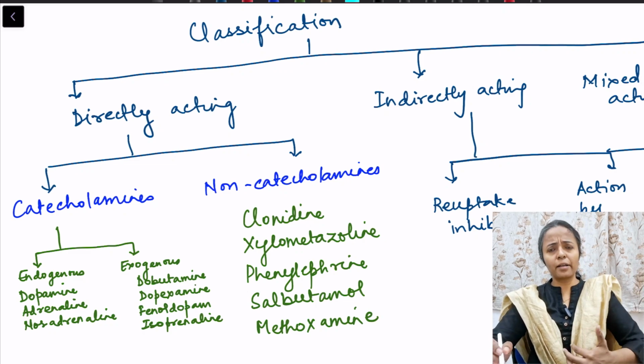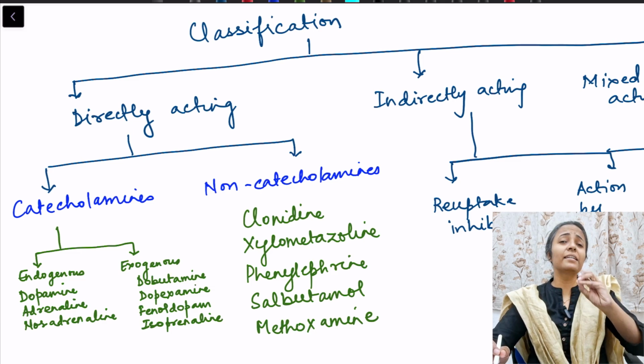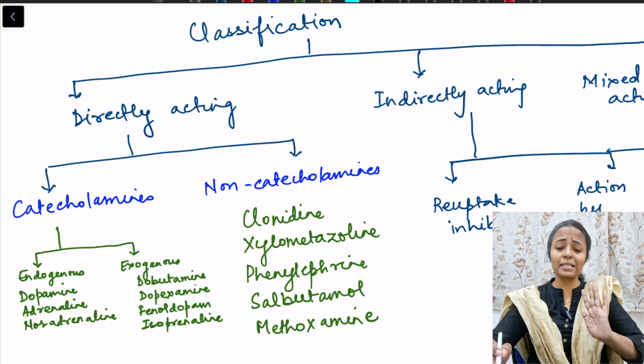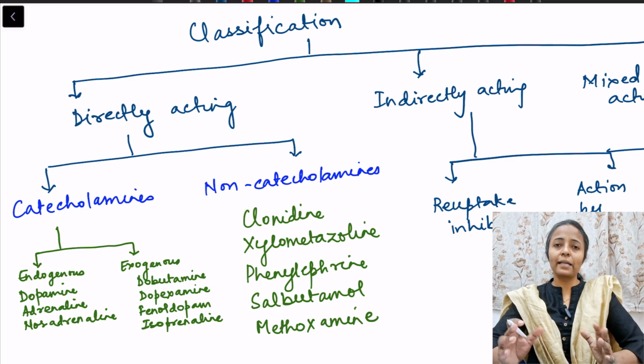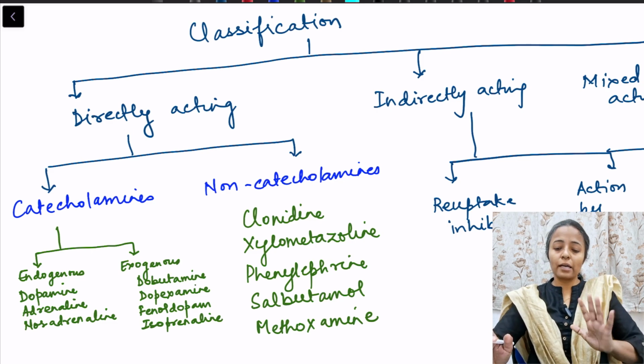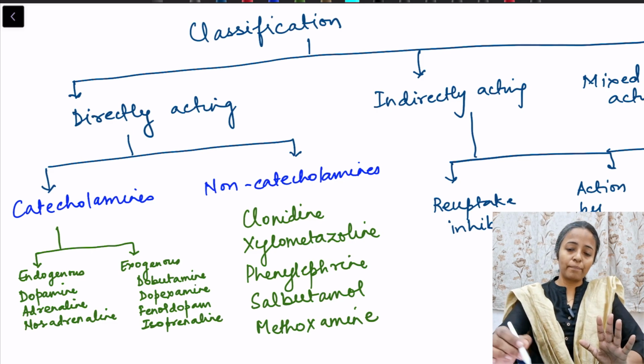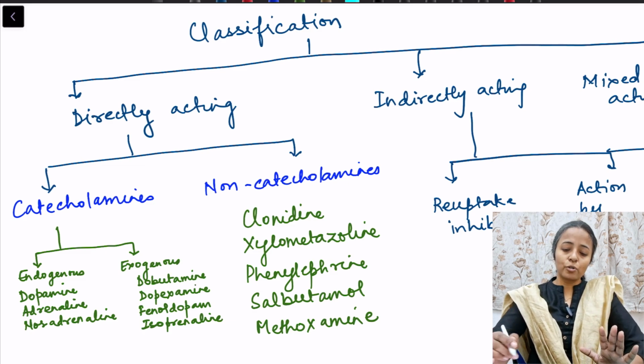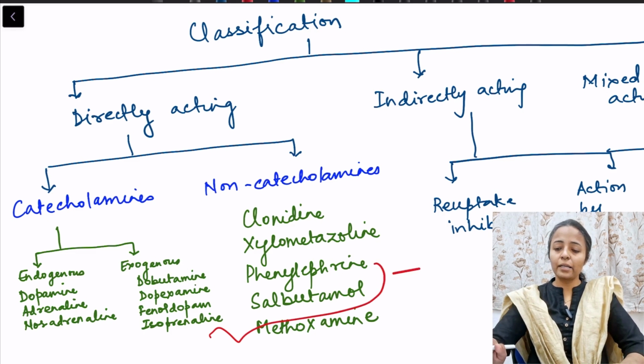Again multiple drugs are there. We will better understand it when we talk about whether they are stimulating specific receptors or not. So some examples of these non-catecholamines include clonidine, xylometazoline, phenylephrine, salbutamol, methoxamine. It is difficult to remember like that. I better remember it based on the receptors which they are stimulating. So these two we will club together and we will see which receptors they are acting on.